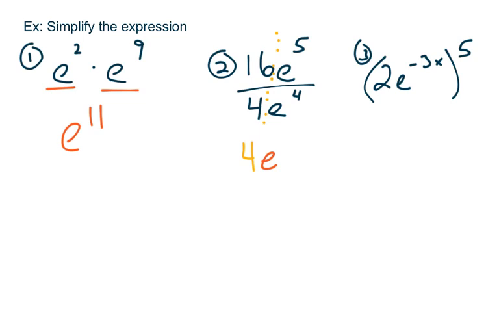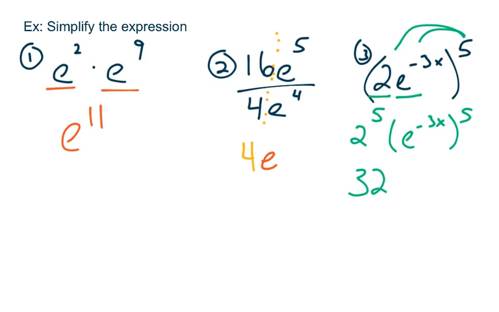For the last one, (2e^(-3x))^5, 2e to the negative 3x, to the 5th power. The base here is e, and then we're also multiplying by 2. So we've got two things being multiplied together, so it's a product, and we're raising that product to a power, so we can distribute that power to both parts of the product. So this becomes 2 to the 5th times (e to the negative 3x) to the 5th power. 2 to the 5th power is 32.